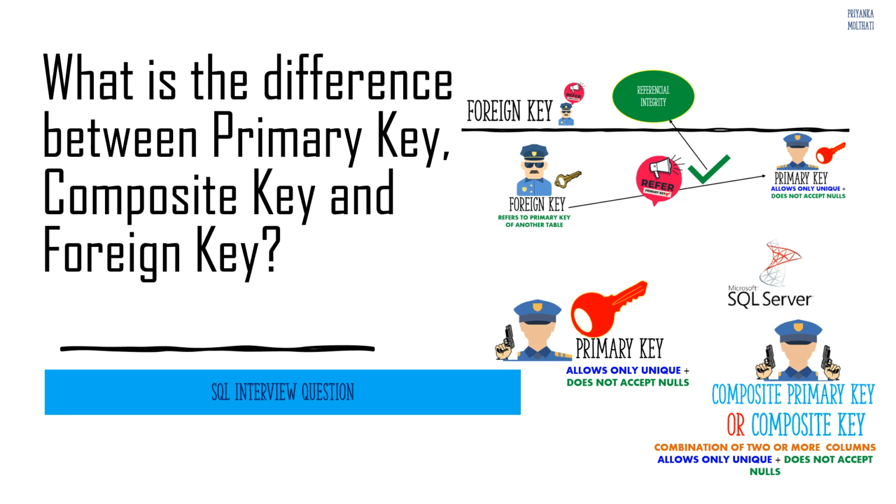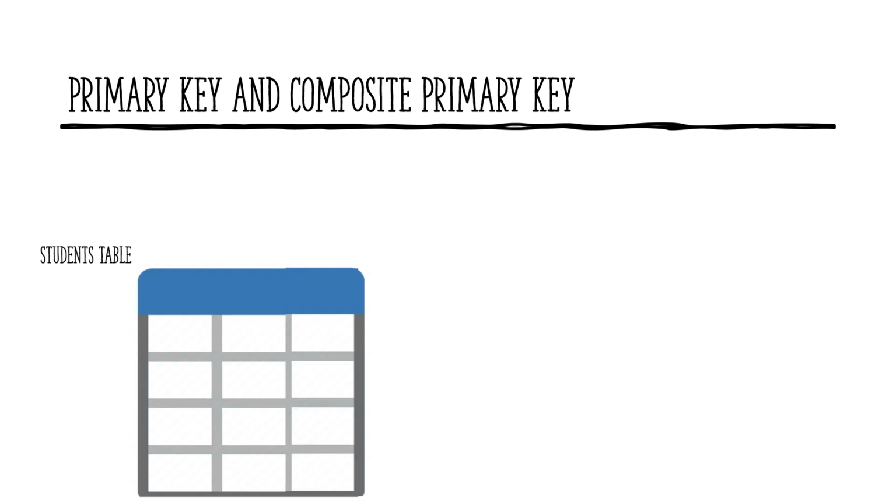Hello everyone, the question for today is what is the difference between primary key, composite key and foreign key. So let's take an example of this particular table. That's the student table with roll number, full name and phone number and with some data in it.